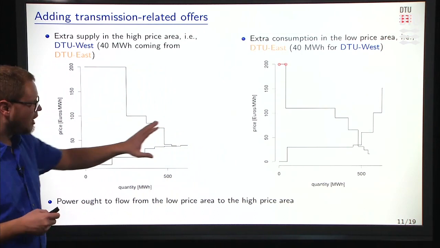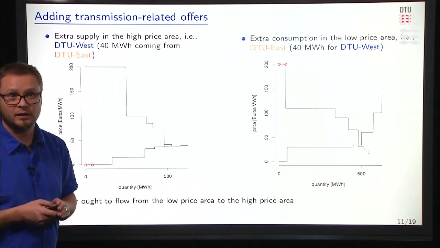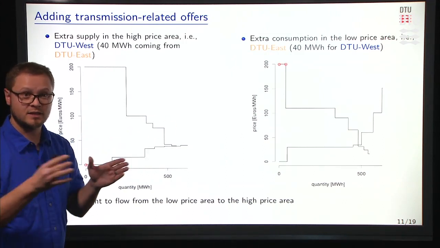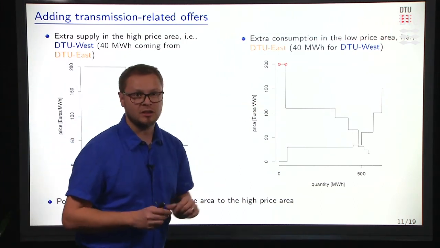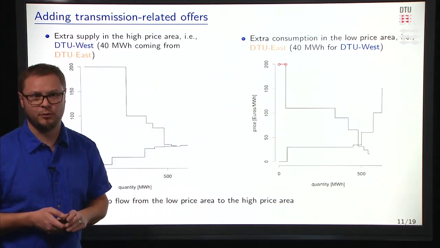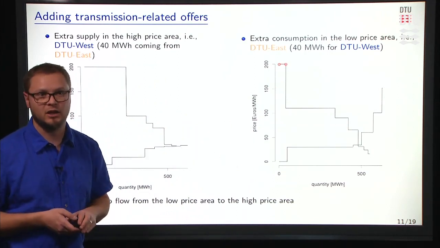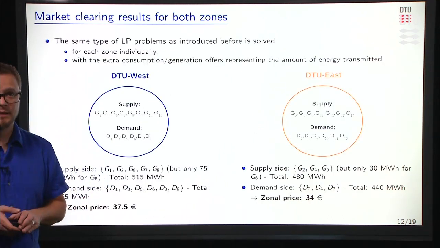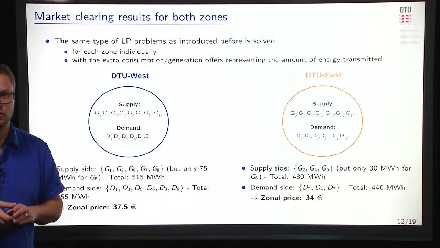Now, our two figures here are complete market clearings for the DTU West side and the DTU East side, since they represent the basic offers, but also the extra energy that will be exchanged between the two areas. We can now clear these two markets side by side and obtain the schedules and the prices. We can also do it as an optimization problem for each side individually, so as to illustrate what is going to happen.